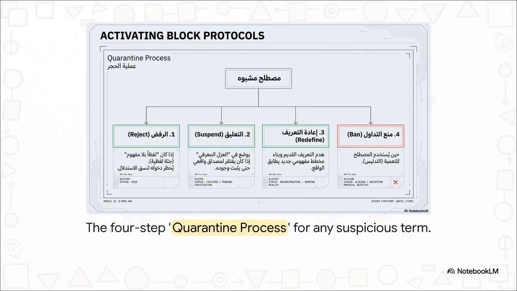Okay, this is super interesting. What you're looking at here is basically the system's cognitive firewall in action. When a sketchy term comes along, you don't just let it in. Nope. As this flowchart shows, the protocol immediately puts it into quarantine. And from there, it's got 4 possible fates. You can reject it, suspend it for later, redefine it properly, or ban it completely. It's a totally systematic way of vetting every single piece of information that tries to enter your mind.